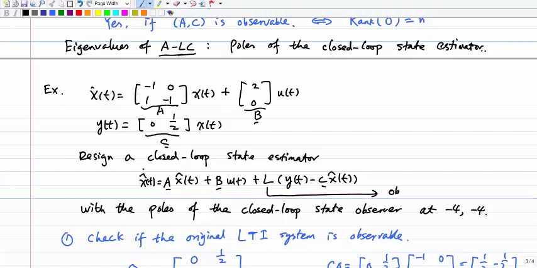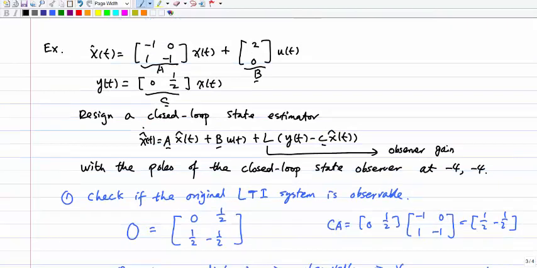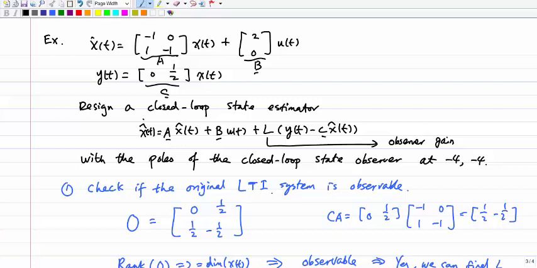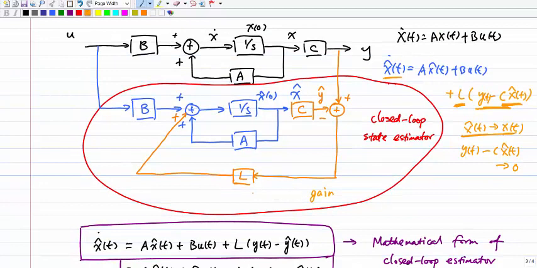So this is my observer gain over here. I've designed this, okay. So once I figure this one out, I can have a closed loop state estimator, okay. So, to do that, let's first check if the original linear time invariant system is observable, because that's the condition we need to guarantee that we can find L to assign the poles of the closed loop state estimator. This is the estimator, and this is called the estimator gain. Don't get confused. A lot of times people use estimator the same as observer.